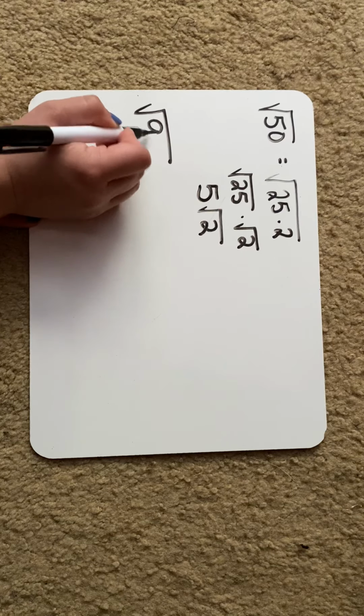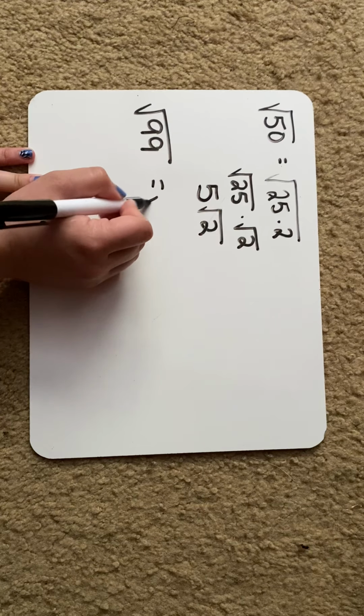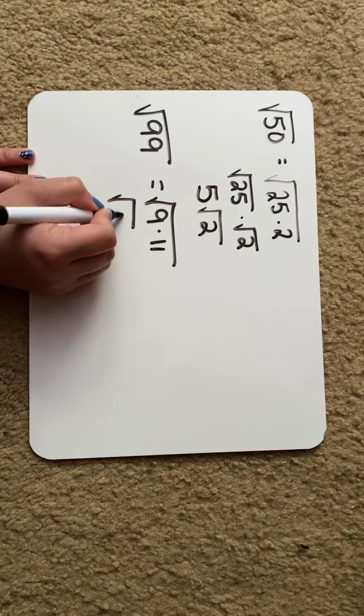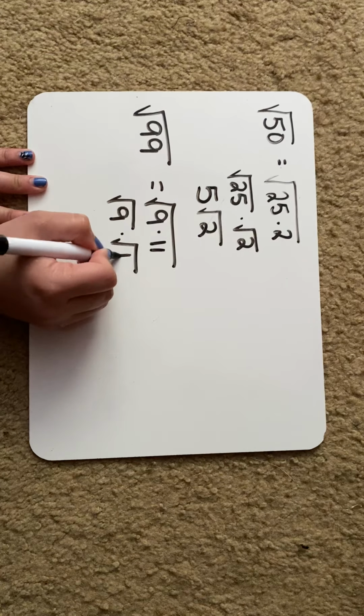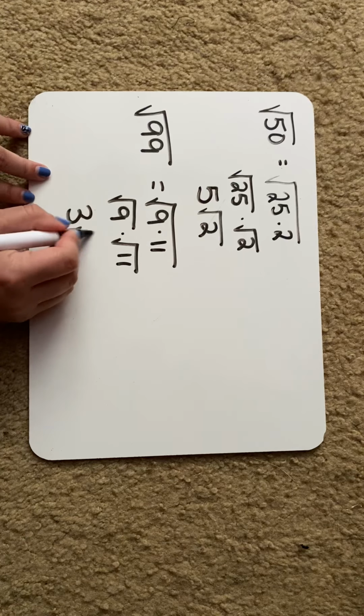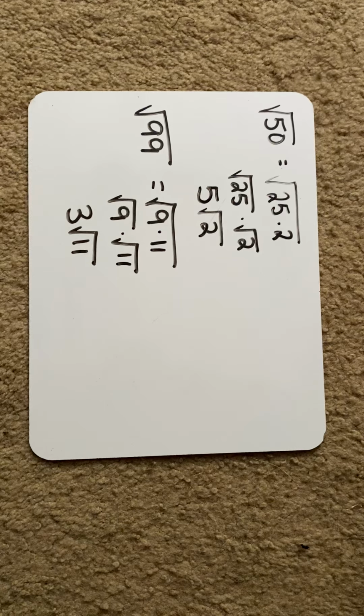Number 2 is the square root of 99, which is 9 times 11. So the square root of 9 times the square root of 11. Then the square root of 9 is 3. So we're left with 3 root 11.